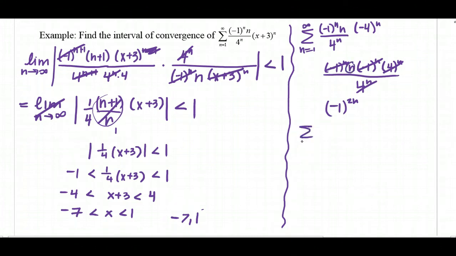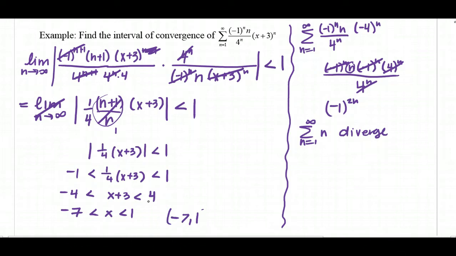So I'm trying to decide whether the sum from n equals 1 to infinity of n is going to converge or diverge. Well, by the nth term test, n is going to diverge, right? I'm adding 1 plus 2 plus 3 plus 4. So around negative 7, I'm going to have an open parenthesis because my series diverges.